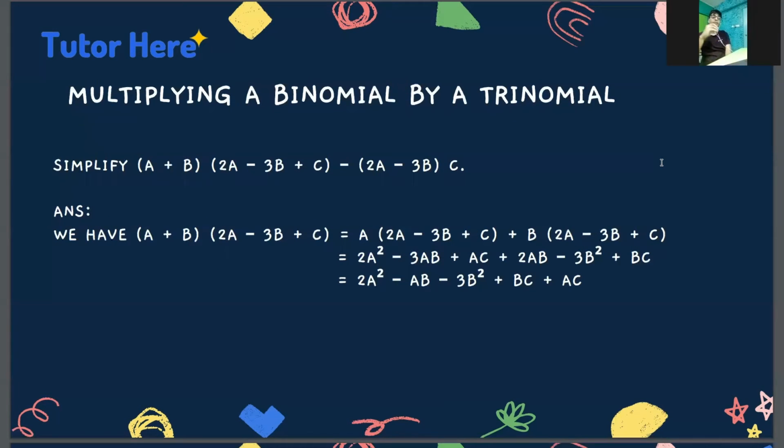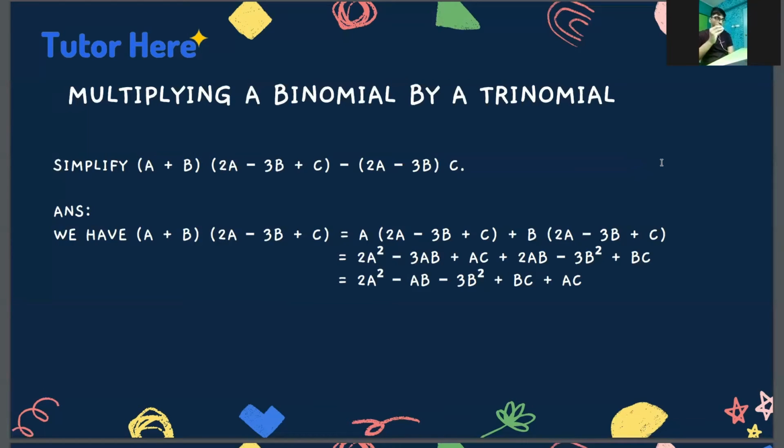Now, what if we multiply a binomial with a trinomial? Let's see how this works. Suppose we have to simplify a plus b into 2a minus 3b plus c minus 2a minus 3b into c. What we have to do is take a similar approach. We have to split one term, preferably the binomial, because it's easier and quicker and it has fewer terms than the trinomial.